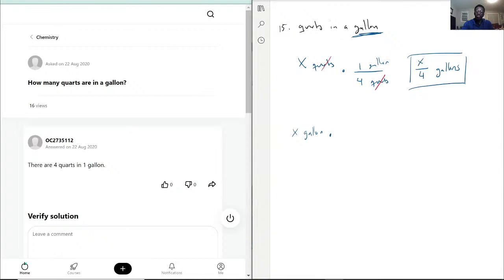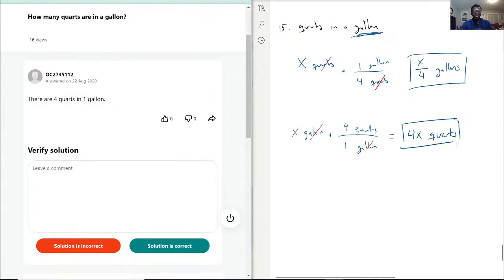x gallon, and you'll notice when I actually write it like this, it'd still be 4 quarts in 1 gallon. The gallon units this time cancel out because one is in the numerator, one's in the denominator, and you now get 4x quarts for whatever gallon you're given. So if I got 5 gallons, that would be 20 quarts. Okay, so this is correct.